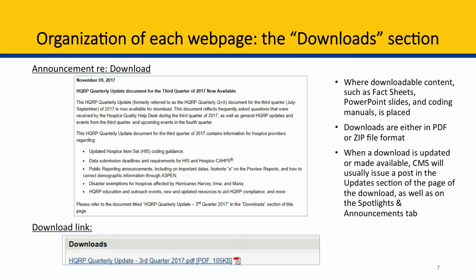Second, CMS will place the actual zip or PDF file in the Downloads section at the bottom of the appropriate tab. In the example provided in the screenshot, we see the announcement from November 9th telling providers that a new HQRP quarterly update document is now available. The update includes a description of the document, and the document itself is then found at the bottom of the page under the separate Downloads section. So once you find the update, you'll have to scroll to the bottom of the page to find the corresponding download.